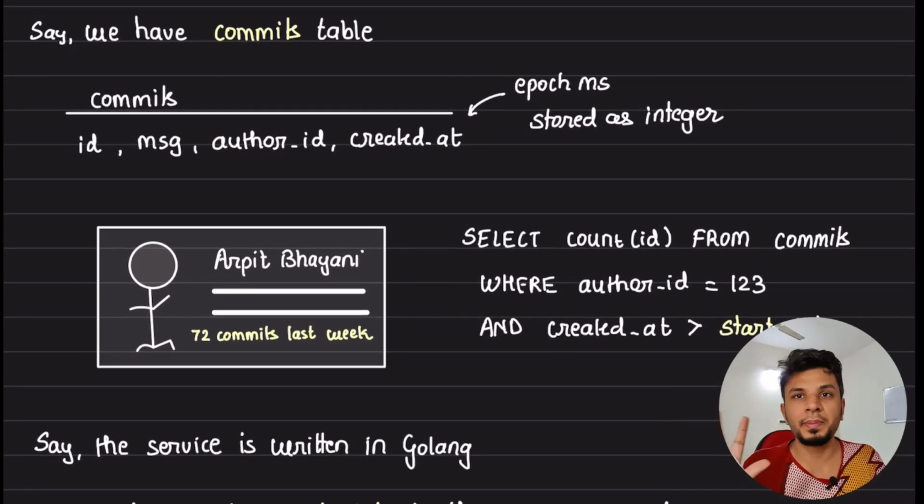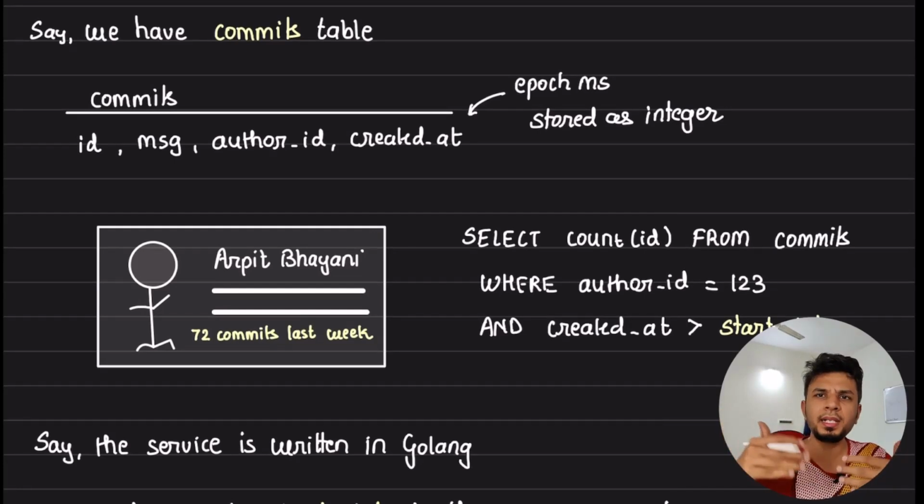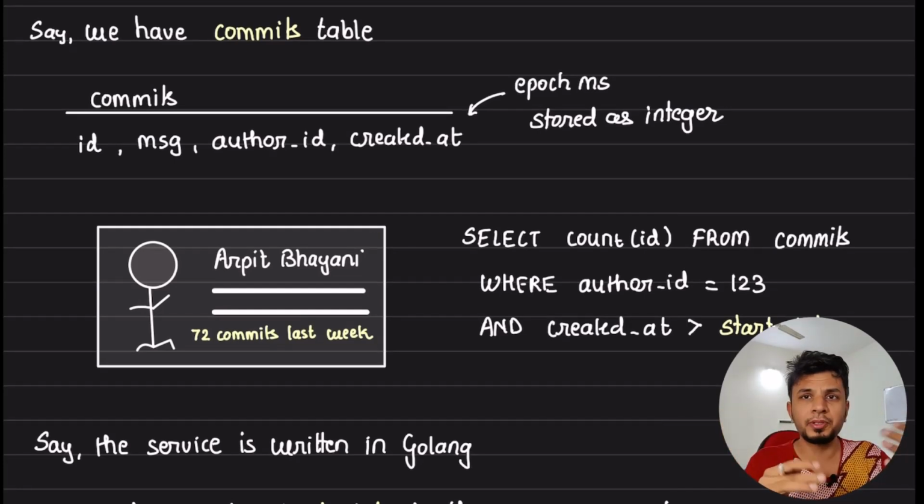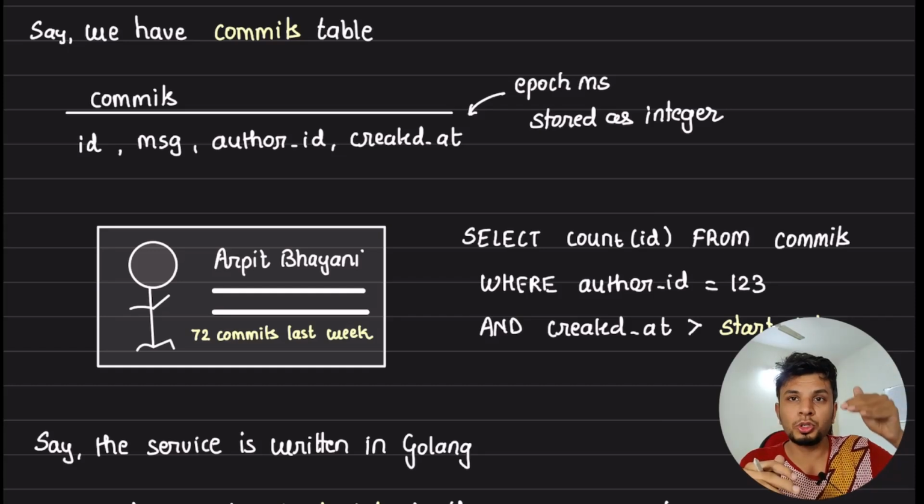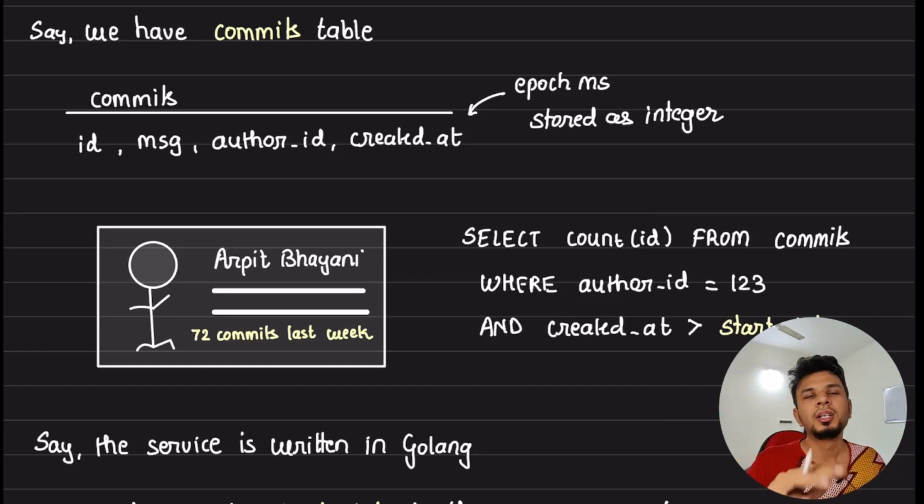So say we have a commits table. The main commits table, in which whenever we commit to any repository, there should be one table that holds all the commit information. Right? So let's say we have a commits table in which we have ID, message, author ID, created at. The column created at is epoch milliseconds, which means it's stored as an integer.